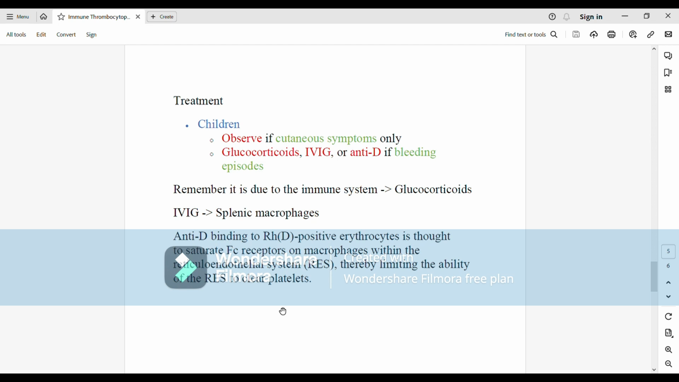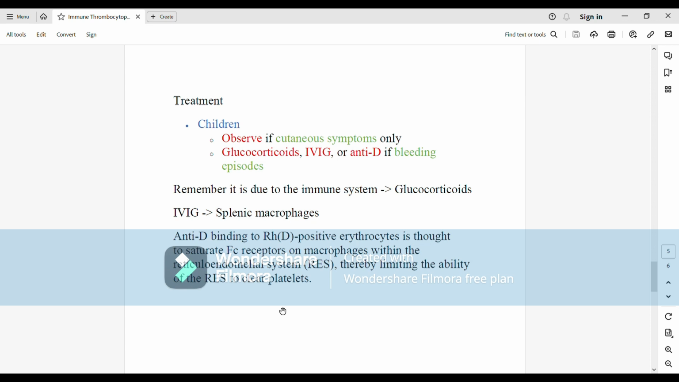If the child is experiencing some kind of bleeding episodes, if there is a recurrent episode of bleeding, then you can treat with glucocorticoids, IVIG or anti-D. So what is the concept of using glucocorticoids? It is because the immune system is producing these autoantibodies that you are getting this disease. You want to inhibit the immune system and you can do that by giving corticosteroids.